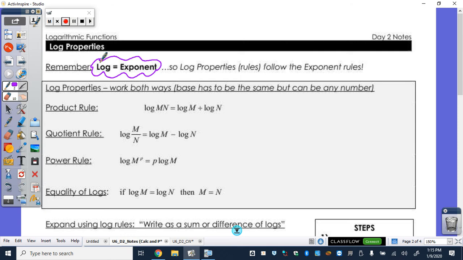So, reviewing again from last time, log simply means we're talking about the exponents, just a fancy word that means exponents. Log properties is what we have to deal with next. They mimic your exponent rules.